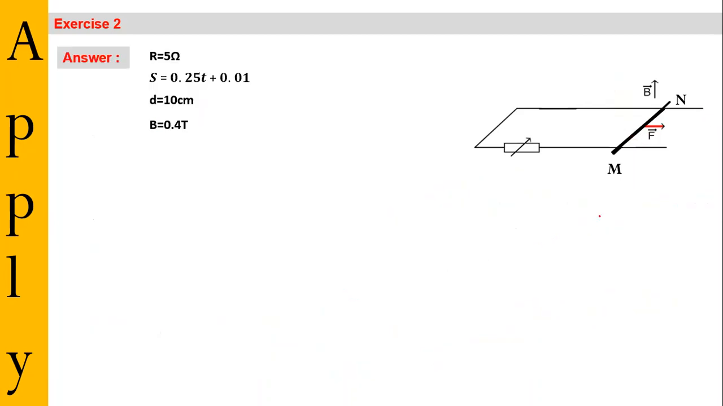So if I want to use Lenz's law, this means I want to explain. Here, the first step, first thing, determine who's the variable. This is the positive direction chosen. When I'm moving MN, the variable is the surface. The surface is increasing. So first, I will say S is increasing.